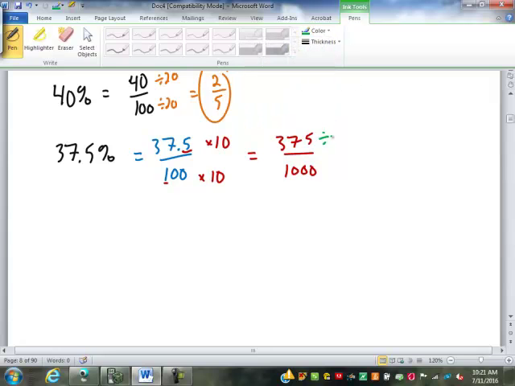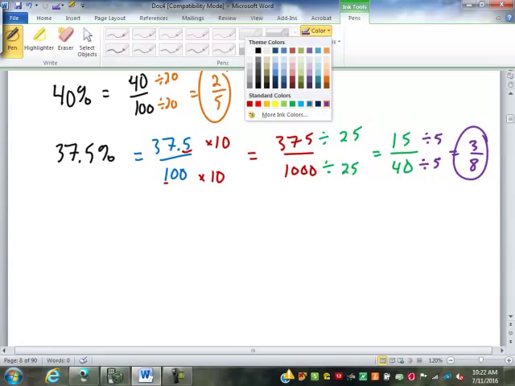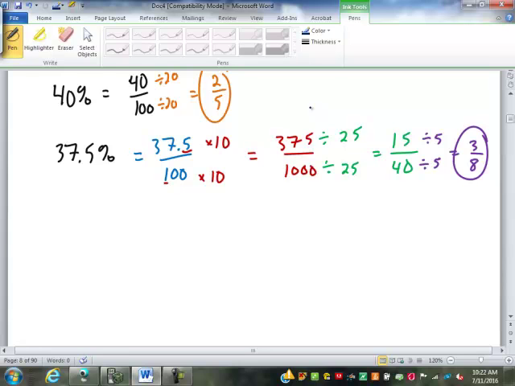And now, of course, we're going to reduce this. Both of those can be divided by 25. 375 divided by 25 is 15. 1,000 divided by 25 is 40. Are we done? No, both of those can still be divided by 5. Get 3/8. So 37.5% is 3 out of 8.